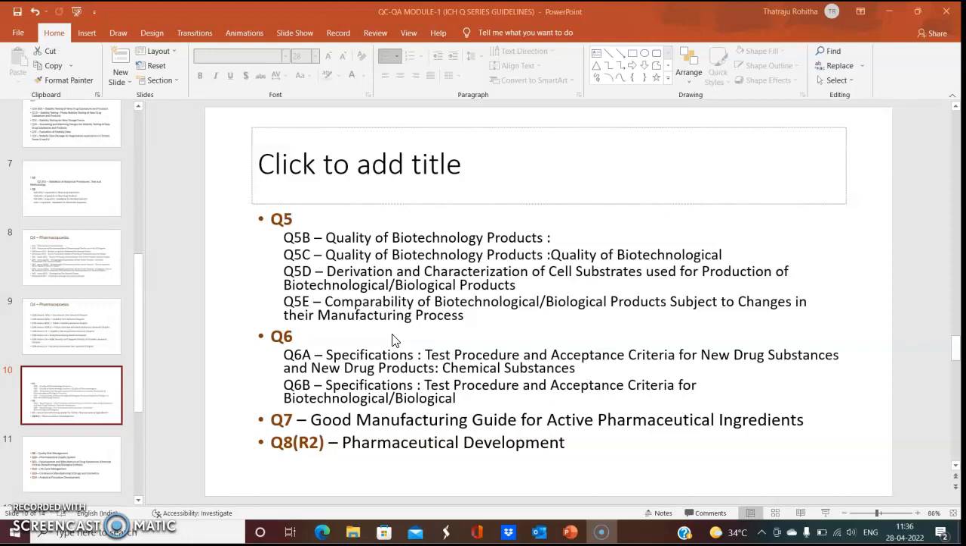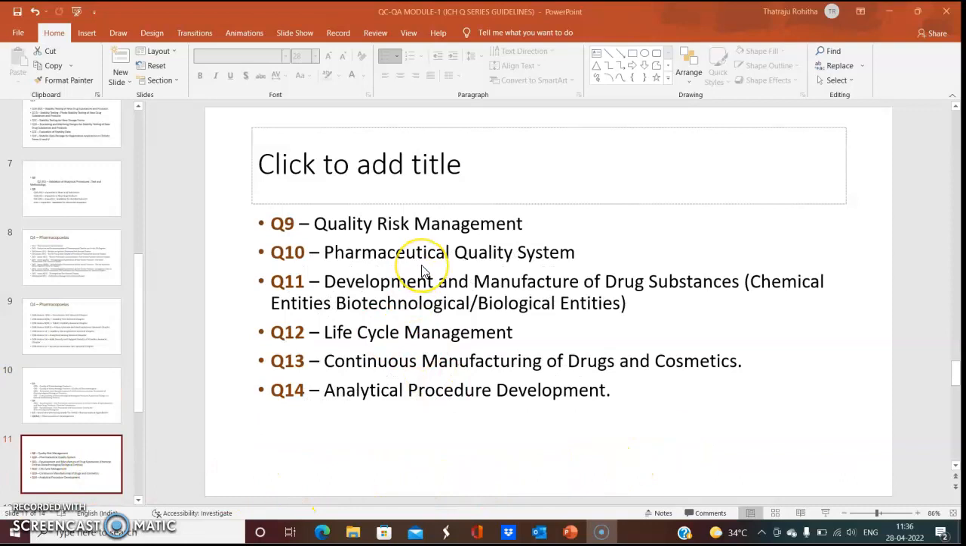Q6 includes Q6A, that is specifications, test procedures and acceptance criteria for new drug substances and new drug products, chemical substances. Q6B is specifications, test procedure and acceptance criteria for biotechnological or biological products. Q7 is good manufacturing practice guide for active pharmaceutical ingredients, and Q8 R2 is pharmaceutical development. Q9, as we all know, it is quality risk management, and Q10 includes pharmaceutical quality systems. Q11 is development and manufacture of drug substances, chemical entities, biotechnological or biological entities, and Q12 is life cycle management.